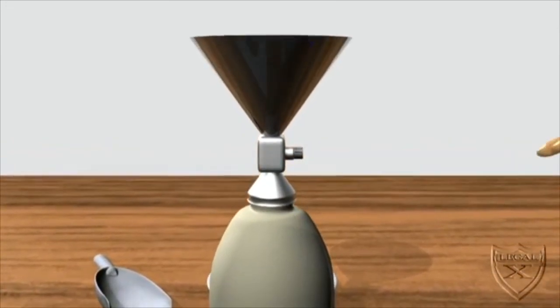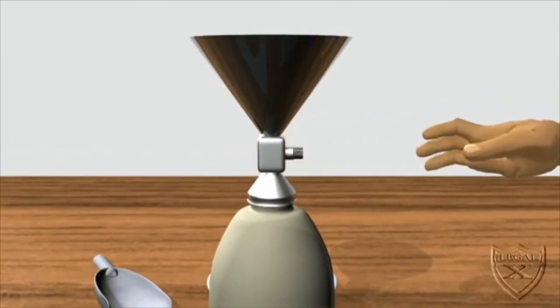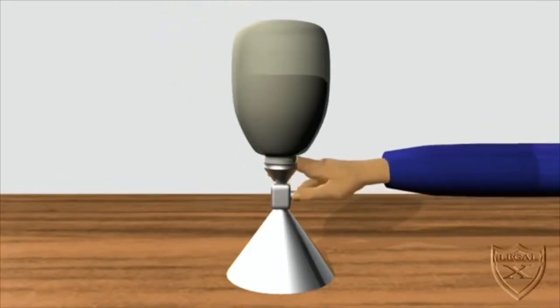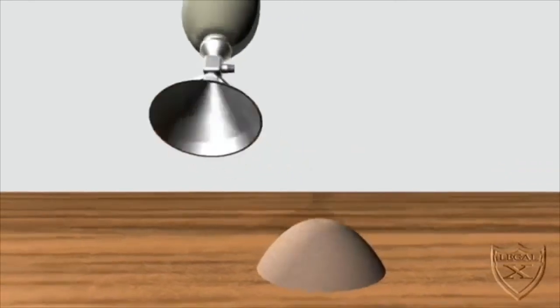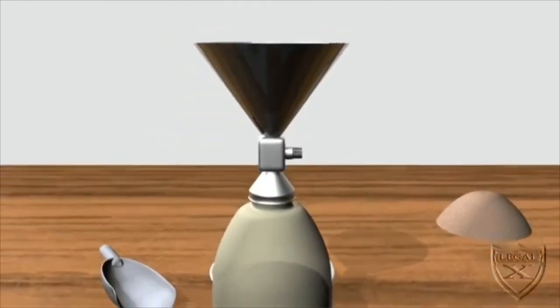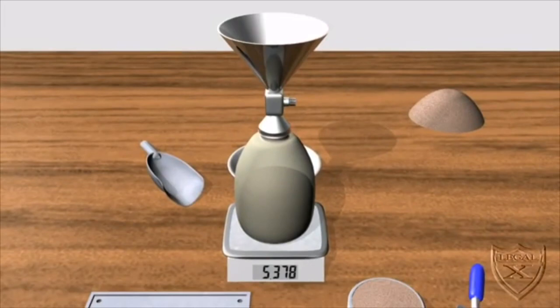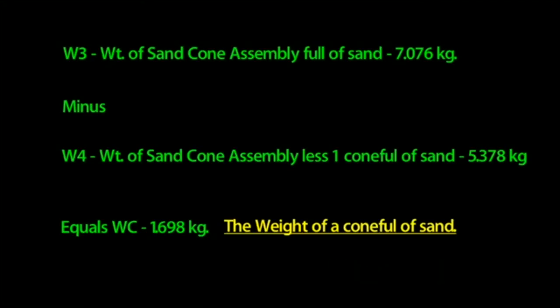Next, we make sure the cone's valve is shut. We invert the cone. Then, the valve is opened so that a full cone of sand is released. The valve is to be closed again. Now we weigh the full assembly. We get 5.378 kilograms. We'll refer to this weight as W4. We can now determine the weight of sand required to fill the sand cone by subtracting W4 from W3. We get 1.698 kilograms, and we'll call that figure WC.